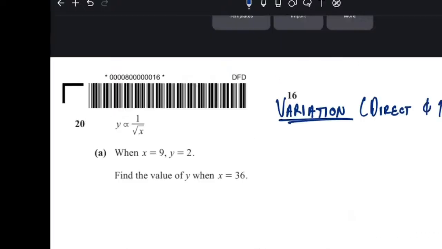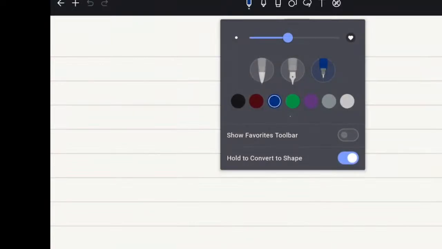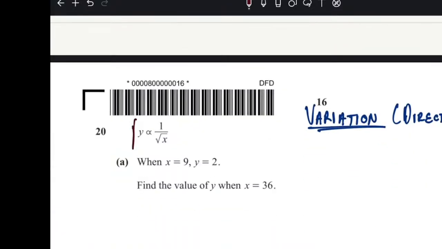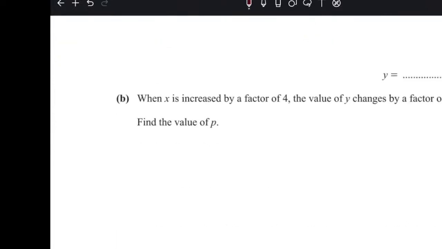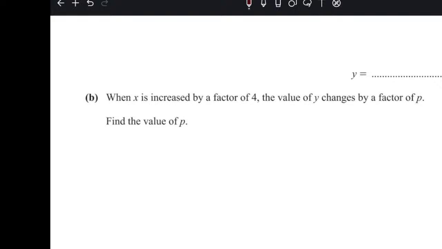When we are dealing with variation, listen, there's variation and there's correlation. Those are different things. Let me talk about variation, and the most important thing that a lot of people may ignore, which can come back to haunt you. When you're dealing with variation, you are going to be told there's a line somewhere, or they can already give you it. When x is increased by a factor of 4, the value of y changes by a factor of something.